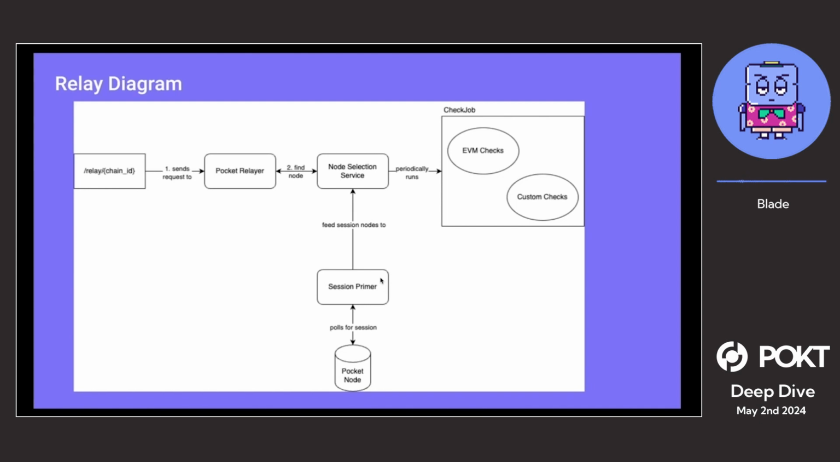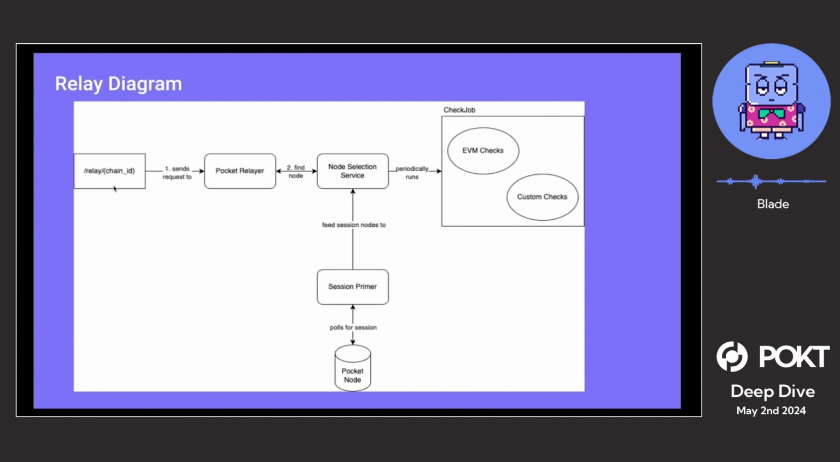The session primer, the session registry, is responsible for retrieving all the sessions for all your app stakes and chains and caching them. And then it feeds it over to the node selection service. The node selection service is once again responsible for determining the healthy node. It periodically runs check jobs at a certain interval. Those are changeable by adjusting the variables.